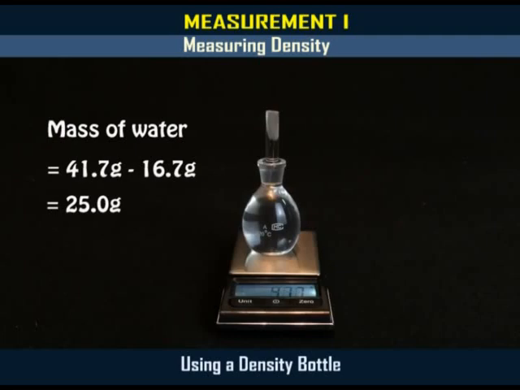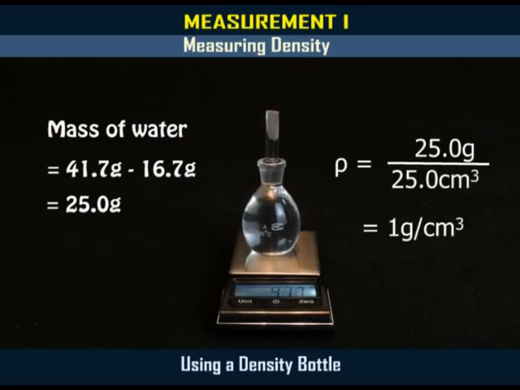It's 25.0 grams. Now we calculate the density of water. 25 milliliters is equivalent to 25 cubic centimeters. So the density of water is 25.0 grams over 25 cubic centimeters, giving us 1 gram per cubic centimeter.